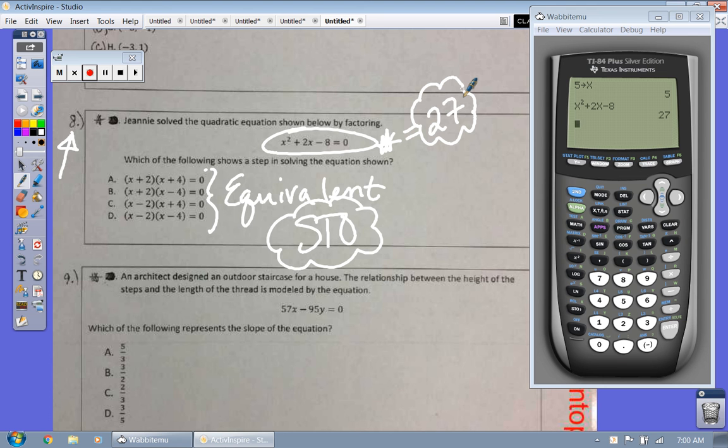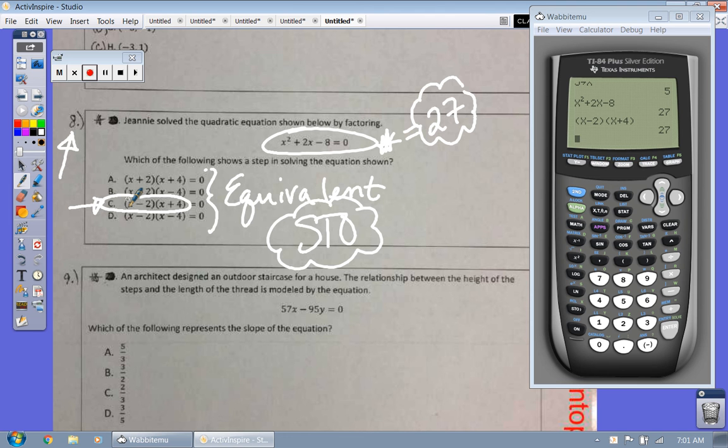Well, I need to figure out which one of these answer choices is also going to give me an output of 27. So I'm just going to start with letter C here. I'm going to type in letter C exactly like I see it. Here's letter C: x minus 2 times x plus 4. And if you look, I get 27, so my answer is C.